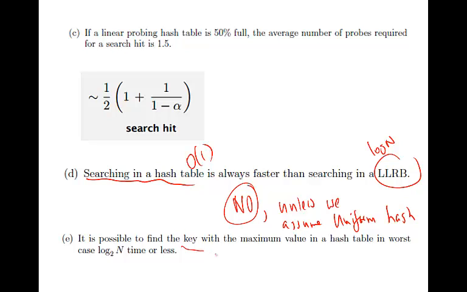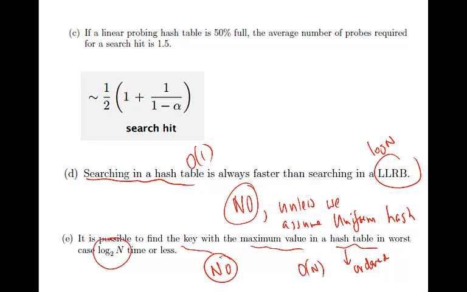Now here's another question. It says, is it possible to find a key with a maximum value in a hash table in worst case log n time? Now keep in mind that log n time means that you're not supposed to look at all the keys. But that's not possible if you have a hash table, which is always unordered. So we have no idea where the max is. So you have to look at all of them to figure out which one is the max. So it's going to take linear time. So the answer is no.